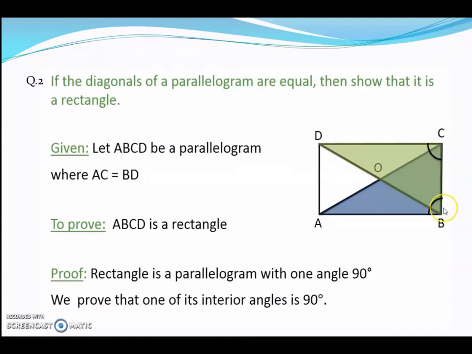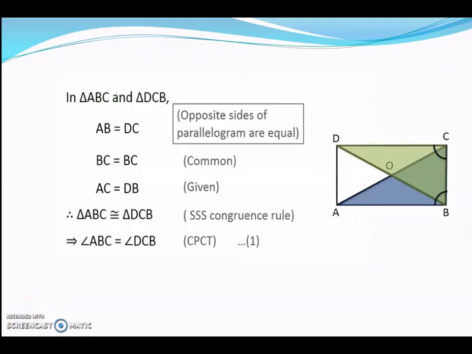The adjacent angle to it, they form supplementary angles. So if one is 90, automatically the other one also has to be 90, because 90 plus 90 will only give you 180. So proving just one angle to be 90 is sufficient for you. With that you will get all angles as 90. So a parallelogram having all angles 90 is a rectangle. So this is how the proof has to be done.